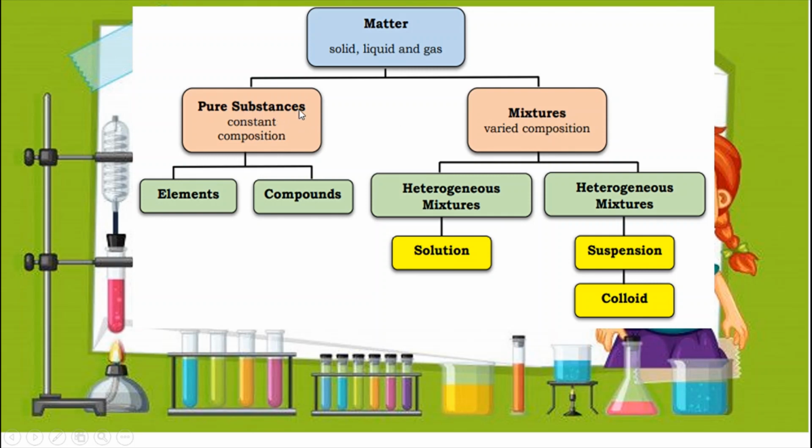Diri sa pure substances, constant composition. Tapos diri sa mixture, varied composition. In pure substances, gibahin na pud siya sa duha, the elements and the compounds. But here in mixtures, it is divided into two again, the heterogeneous mixtures and the homogeneous mixtures. Mao ni siya ang atong lesson karon. So, kani siya homogeneous na ni siya, children. Heterogeneous sa pikas, kani siya homogeneous.